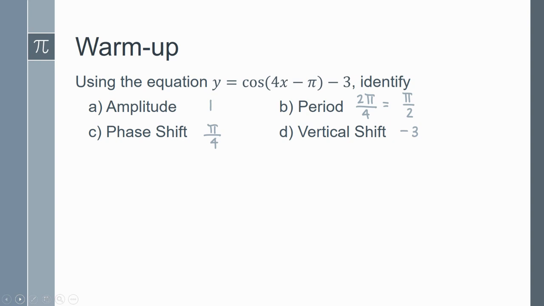Our phase shift is always going to be C divided by B. So remember, C is the number that's in the parentheses. You have to change the sign. So since I see a negative pi in parentheses, positive pi is C. Since B is 4, pi over 4 is the phase shift. And then your vertical shift is whatever D is. D is the number that is not attached to the cosine. You always keep the sign the same, so that's why it was negative 3.